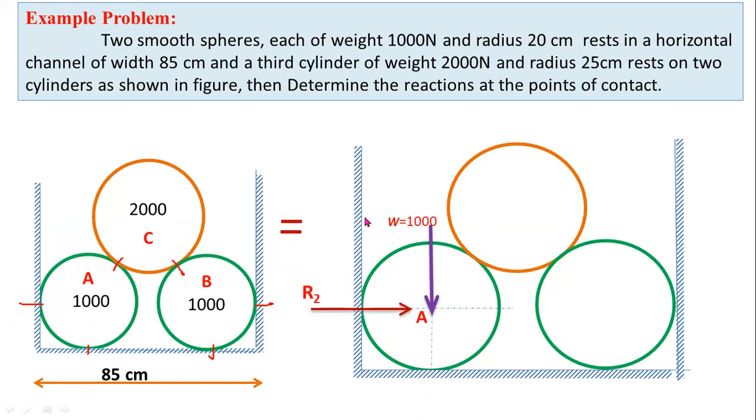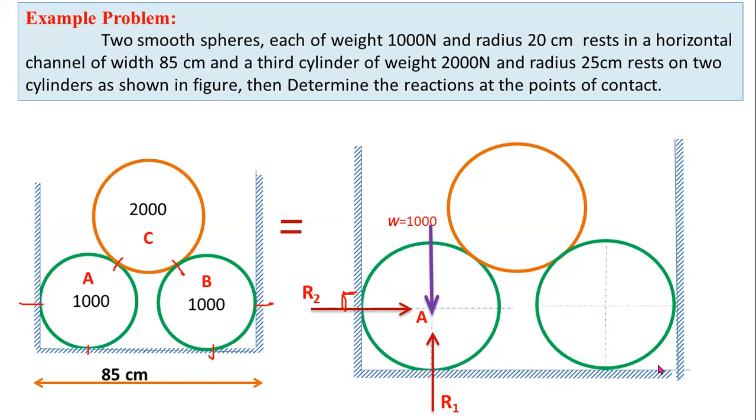Here the support is vertical, so you have to consider a horizontal reaction. The angle between this support and the reaction is 90 degrees. Here you can observe the angle between this reaction force and this support is 90 degrees. In a similar way, you have to consider a reaction force at the bottom. Here the support is horizontal, so you have to consider a vertical reaction.